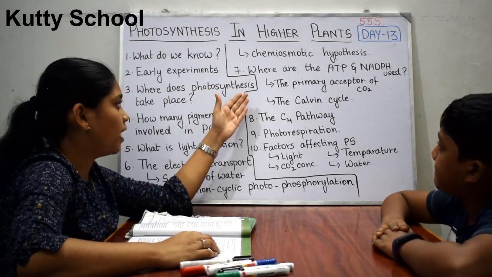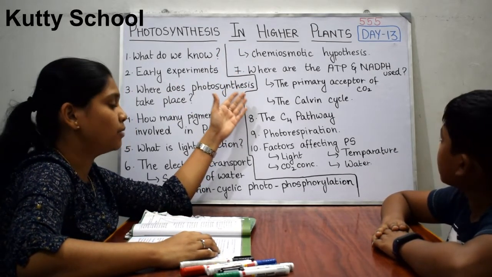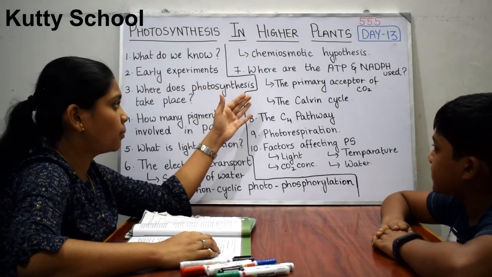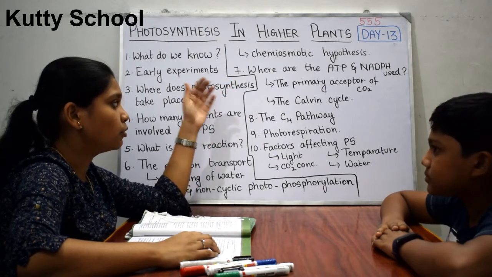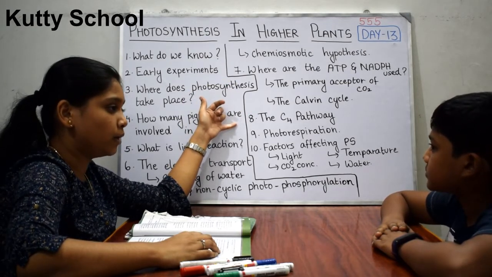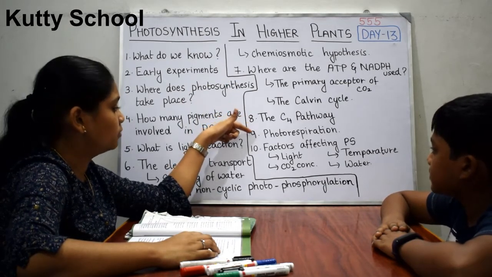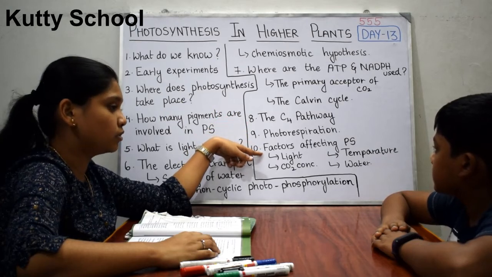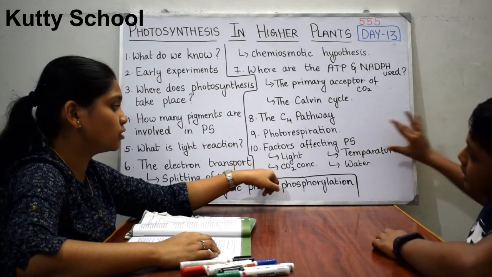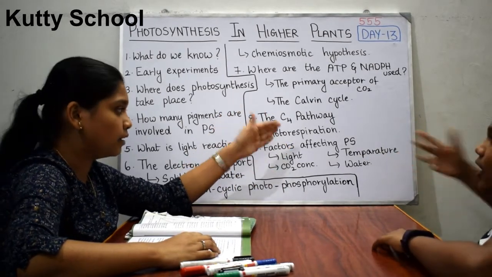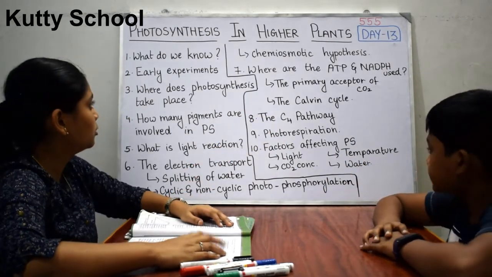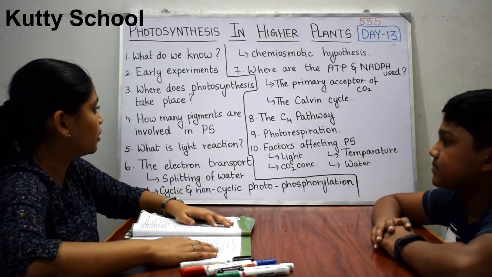Where are the ATP and NADPH used? It is our seventh topic, and in it there are two subtopics: the primary acceptor of CO2 and the Calvin cycle. The eighth topic is the C4 pathway. The ninth one is photorespiration. The 10th one is factors affecting photosynthesis. In that there are four subtopics: light, carbon dioxide, temperature and water. We already know these, but we are going in detail. So these are the 10 topics we are going to discuss.